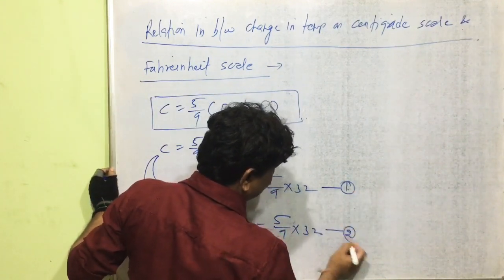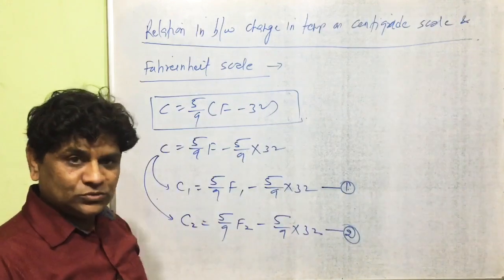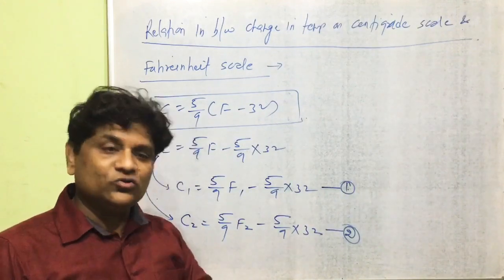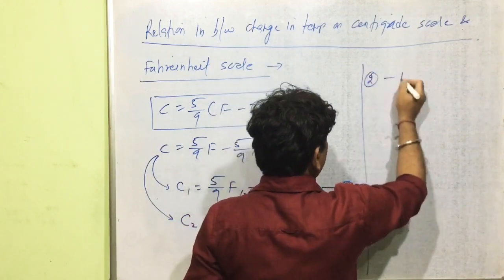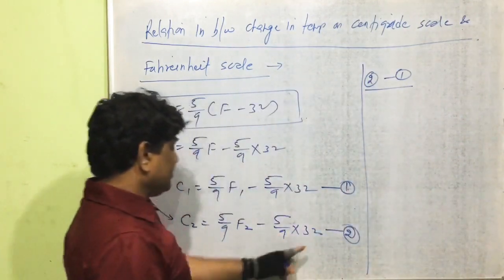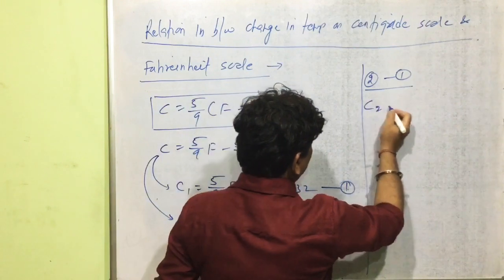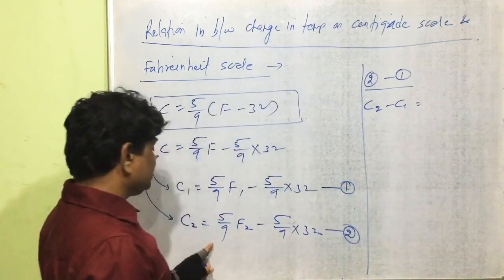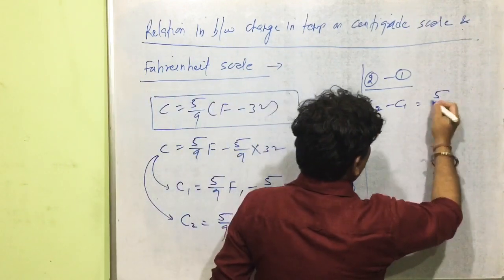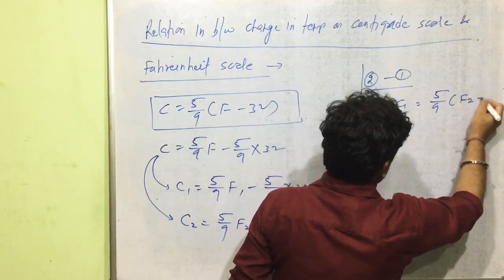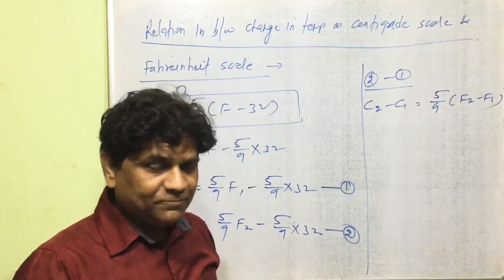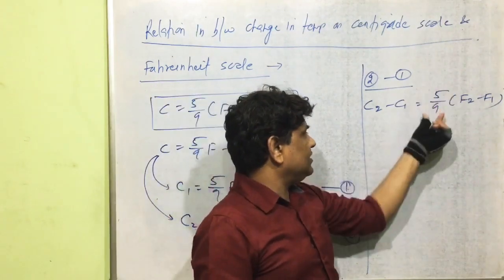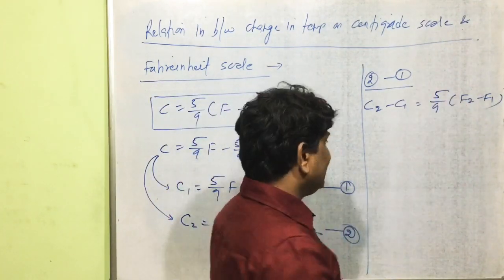Suppose relation number 1 and relation number 2. Now, either 1 minus 2 or 2 minus 1, we can take. Suppose we are taking 2 minus 1. What is 2 minus 1? It is C2 minus C1. C2 minus C1 will become equal to 5 by 9 of (F2 minus F1). You can check it here, you will get the same result.